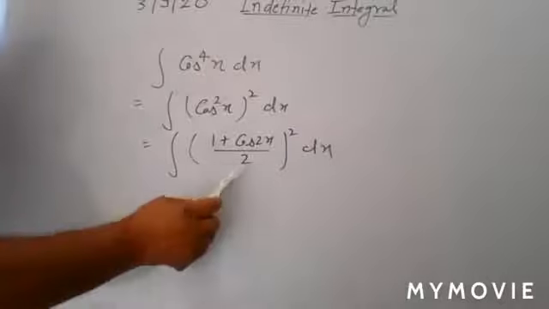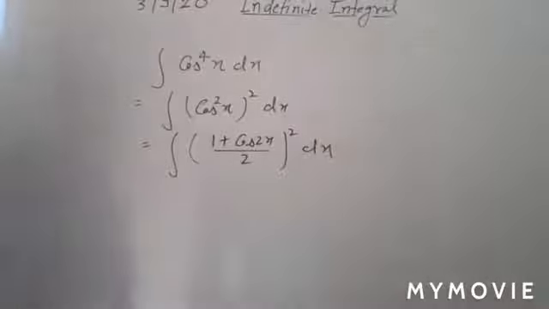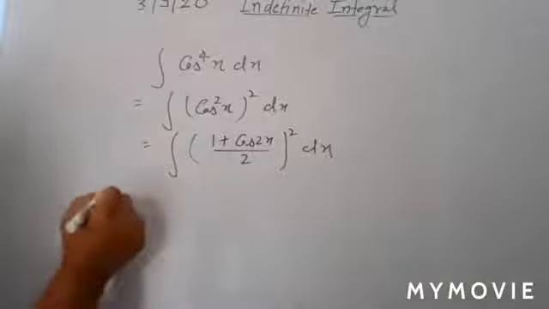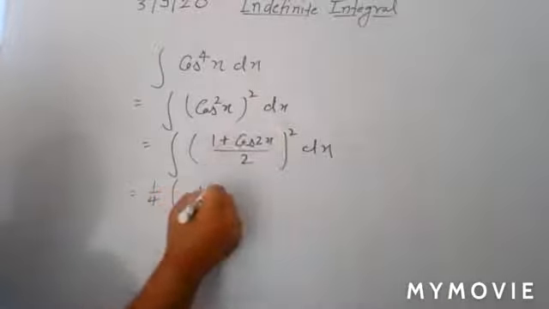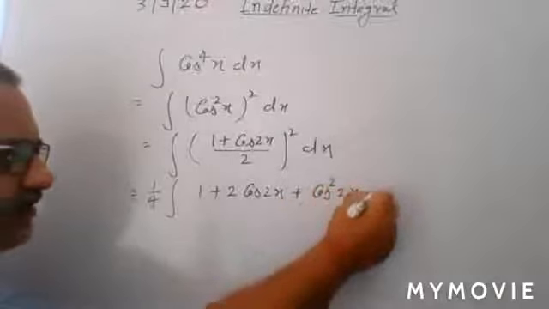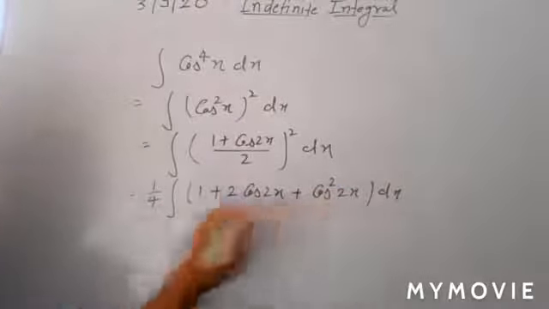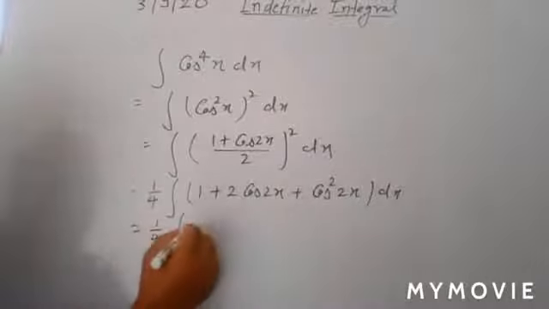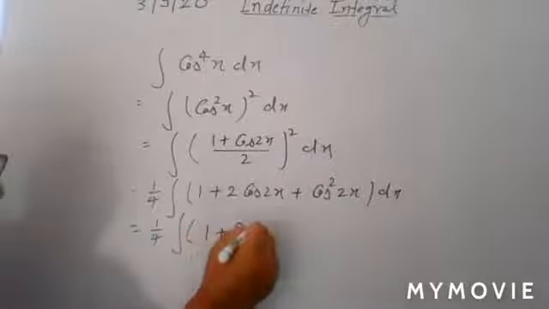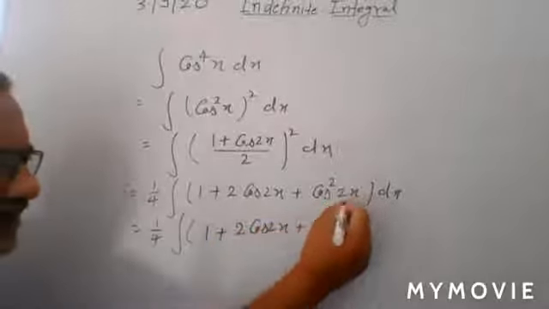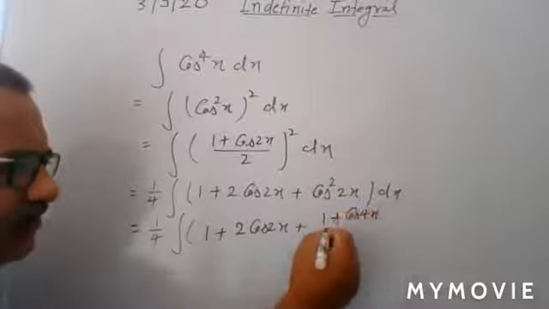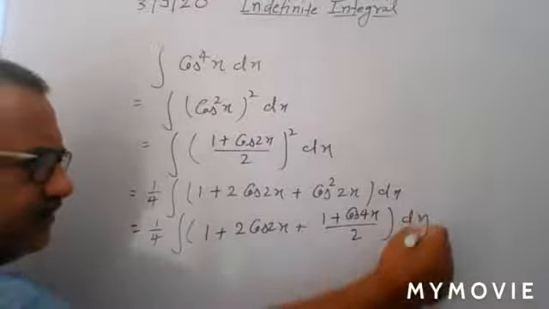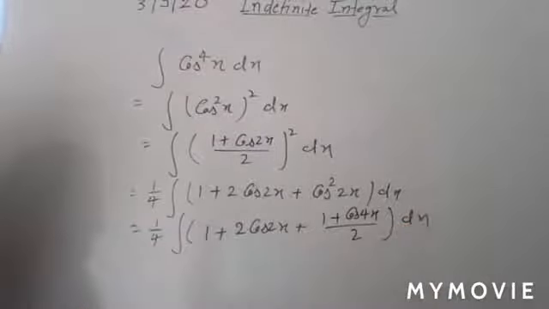Now this 2 is a constant, so you can take it outside. So that can be written as 1 upon 4, and just expand it: (1 plus 2 cos 2x plus cos square 2x) dx. Again here you have cos square, so you just convert it again. So 1 plus 2 cos 2x plus, in place of that, you can write (1 plus cos of twice this angle, cos 4x) by 2 dx. And then you start integrating.